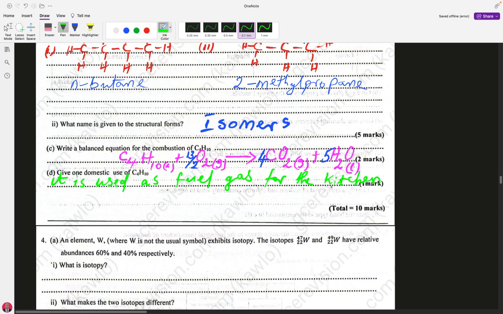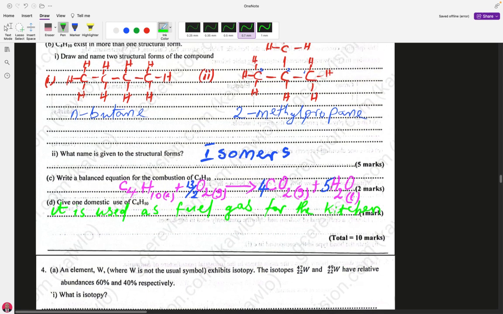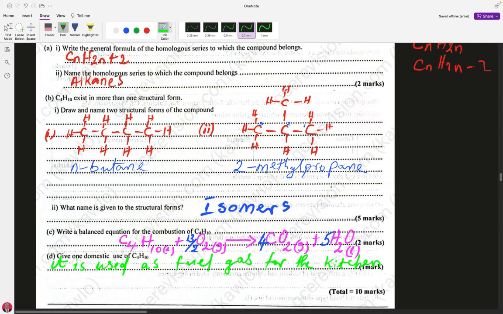So fellow learners, we'll be coming to the end here. We will continue with the other section of paper 2 when we come back.